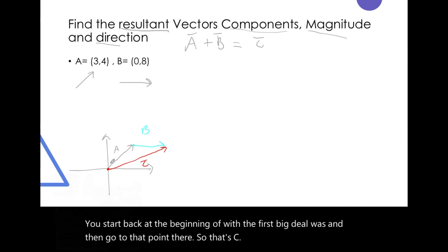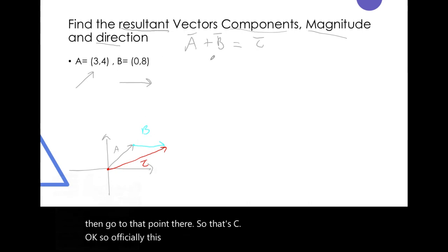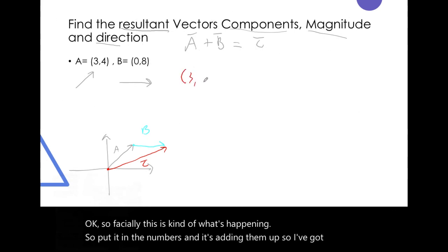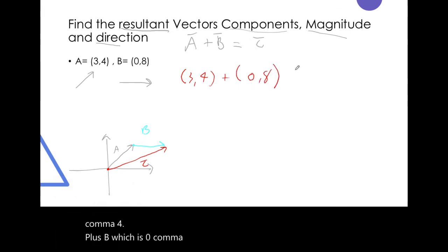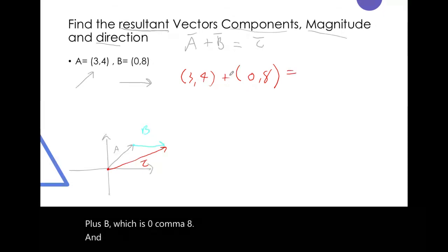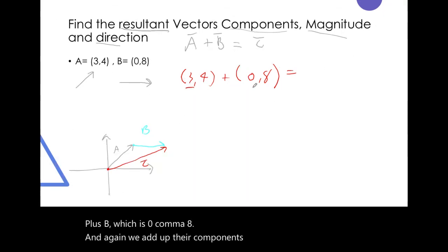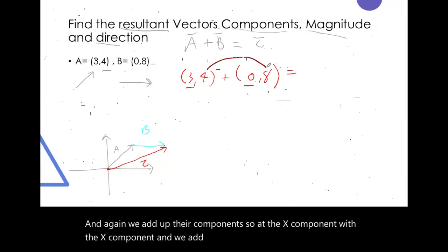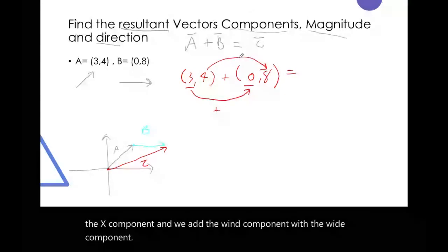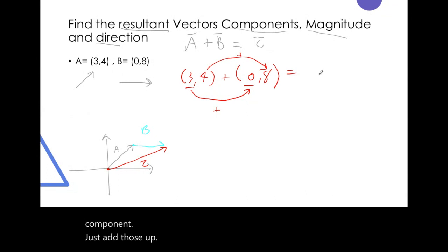Okay, so visually, this is kind of what's happening. Putting in the numbers and just adding them up. We've got A is (3, 4) plus B, which is (0, 8). And again, we add up their components. We add the X component with the X component, and the Y component with the Y component. We just add those up. So 3 plus 0 is 3. 4 plus 8 is 12.